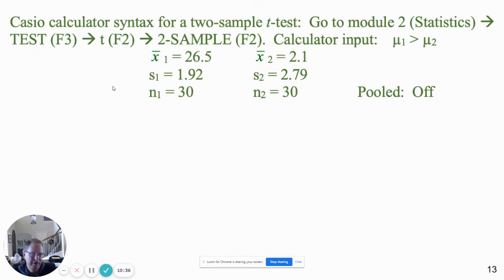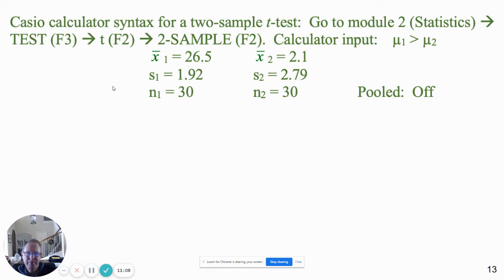Now, turn on your calculator. Here's where we're going to use our calculators to generate the t-statistic and the probability, the p-value. On your calculator, go to Module 2, the Statistics module. We're going to be doing a test, so hit F3. What type of test? We're going to do the t-test, so hit F2. And what type of t-test? It is a two-sample t-test because we have two samples.